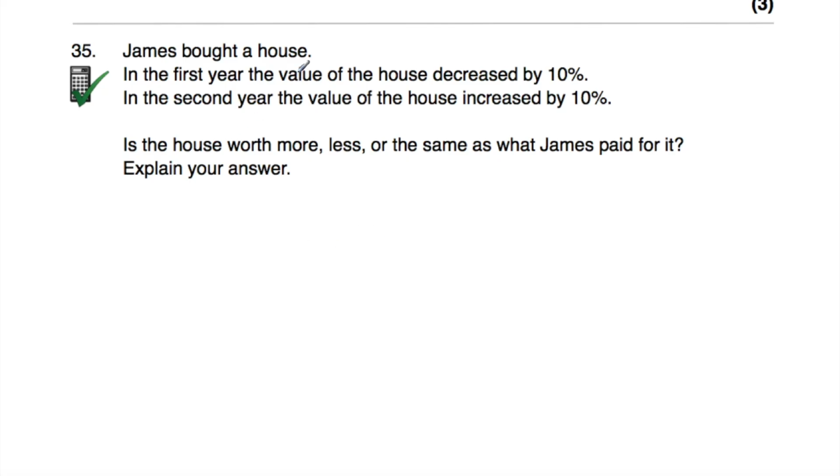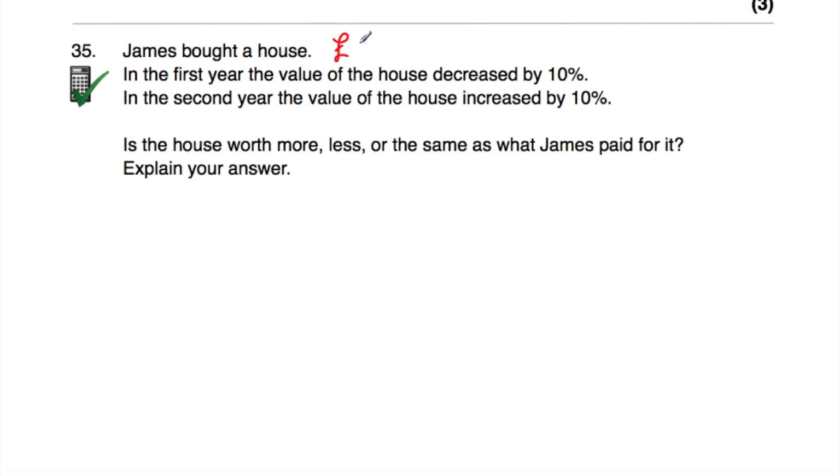One approach is to let the house have a certain value to begin with, and to just decrease that by 10%, get that answer and then increase that by 10% and see what you get. Another approach is to use multipliers and have a look at what you get whenever you multiply the multipliers. And we'll actually have a look at both approaches in this question.